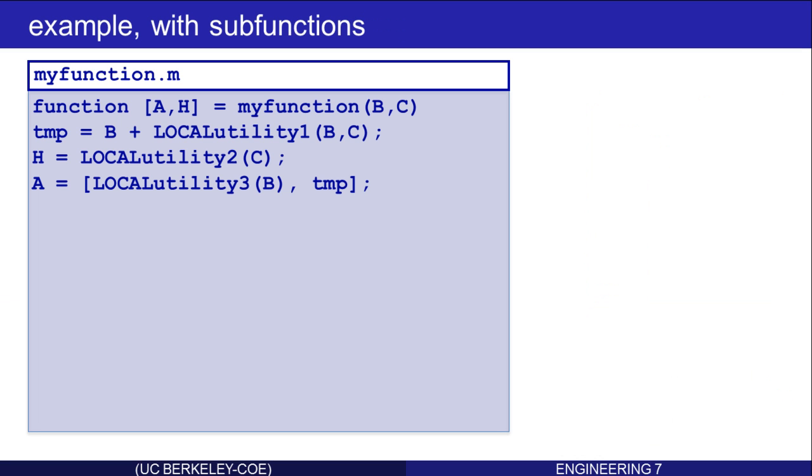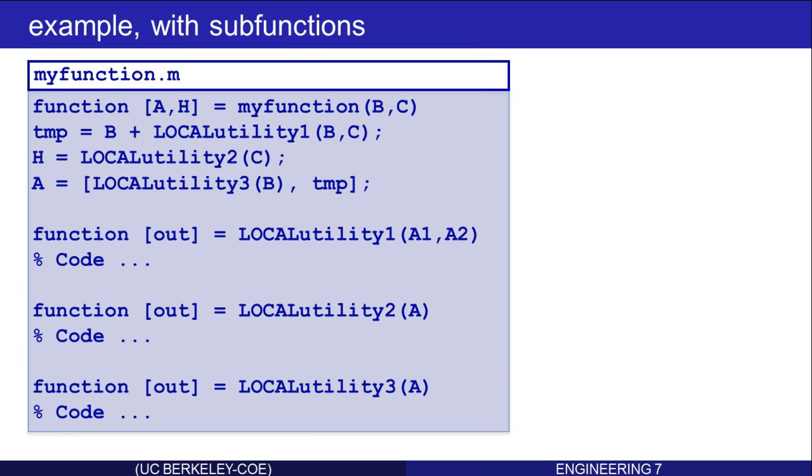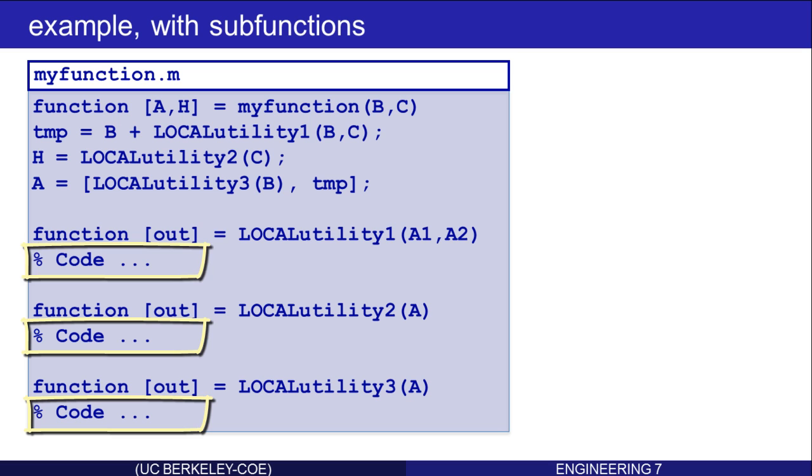MyFunction.m has the same 4 lines of code. Notice, though, I've changed the name of the functions from utility to local utility, and in fact, these functions are in the same file. There's a function declaration line for local utility 1, a function declaration line for local utility 2, and another function declaration line for local utility 3. The code that would have been found in the M files on the previous slide is now simply found below each of these function declaration lines.